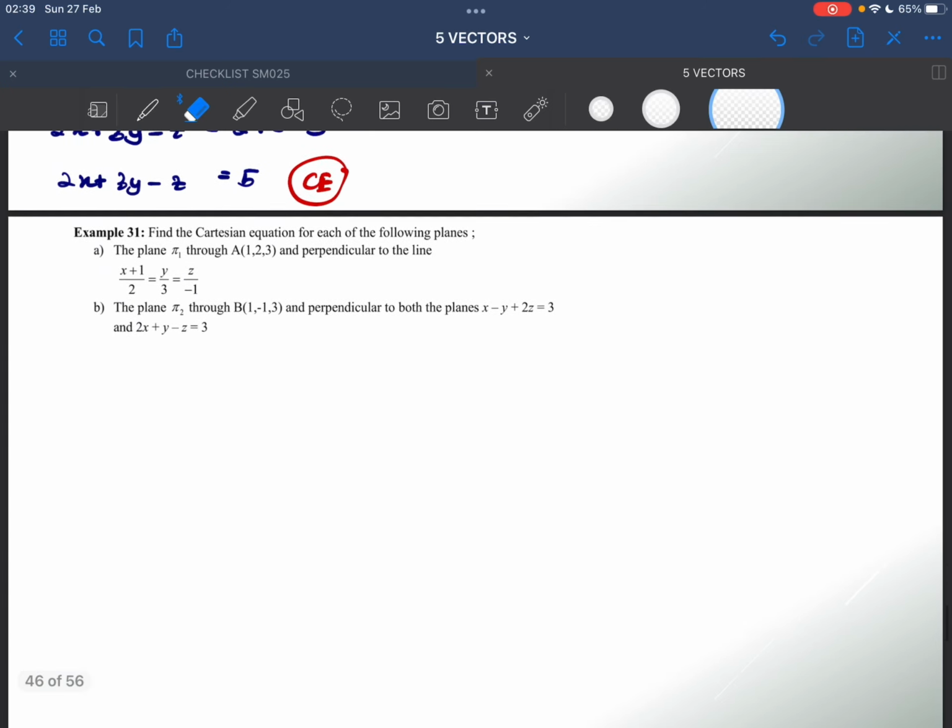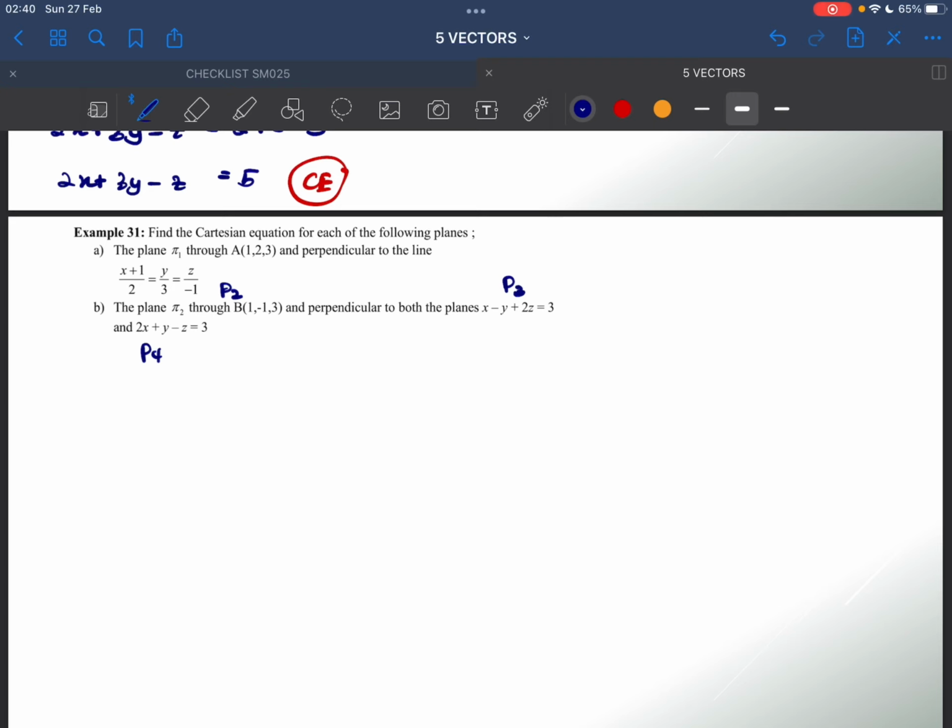Okay, so for question B, here we have plane 2, pi 2, sometimes labeled as just P2, plane 2 through point B, and perpendicular to both plane here and plane here. Okay, so let's label the plane that we want to find as P2, we have P3, and we have P4.